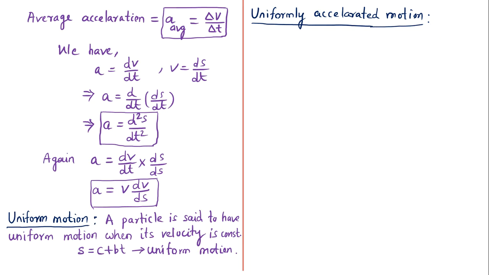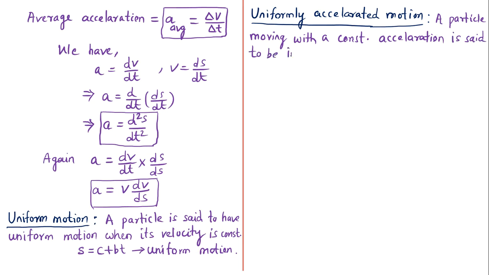What do you mean by uniformly accelerated motion? A particle moving with a constant acceleration is said to be in accelerated motion. Got it? Okay.